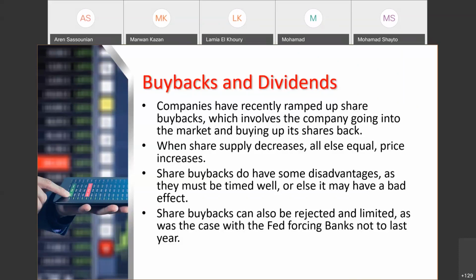It may also backfire sometimes, because when a company does a lot of share buybacks, some people might think, oh, this company isn't making a lot of profit, so instead it's buying back its shares. So it might have a negative psychological effect, which may actually hurt it. And it also can be rejected and limited. The Federal Reserve, which is the central bank of America, forced all banks to stop share buybacks for 2020. So they were not able to buy back a single share all of last year. So they don't have as much control on buybacks as they do on dividends.